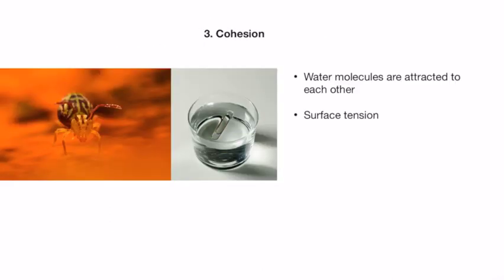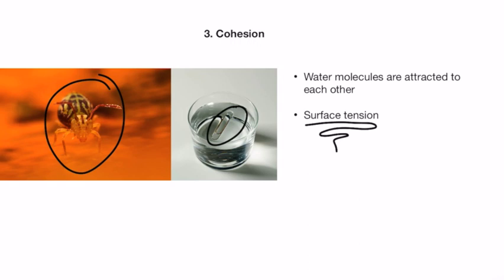Next, we're going to talk about cohesion and adhesion. So cohesion means when water molecules are attracted to each other. And so this leads to a very interesting property that water has, which is called surface tension. Surface tension means that at the surface of water, the water molecules are so attracted to each other that if a lightweight bug like this or a needle is dropped on top of water, it can actually stand.